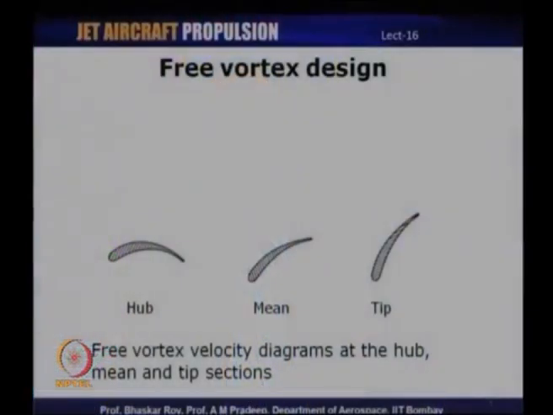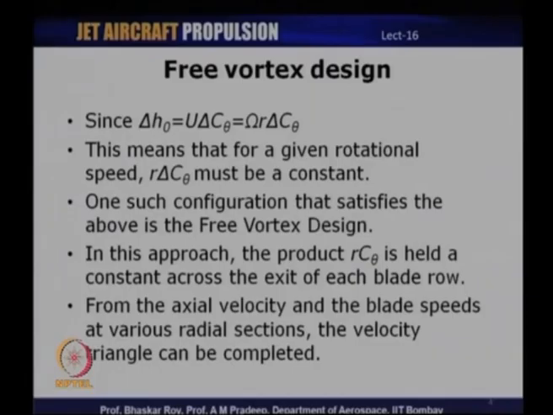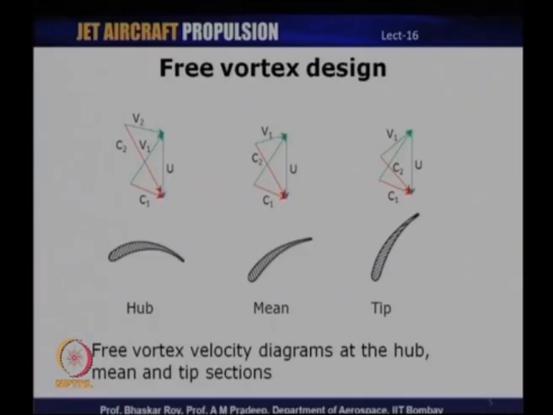Now, let us take a look at one example wherein we can see what happens if we were to solve the velocity triangles keeping r times C W a constant. Let me repeat what I was saying. Basically, if we are trying to maintain r times delta C W a constant for different cross sections all the way from hub to tip, then from the axial velocity, which is known at the inlet, and the blade speed, we can solve the velocity triangle. So, let us take one example of what would happen if we were to do this.